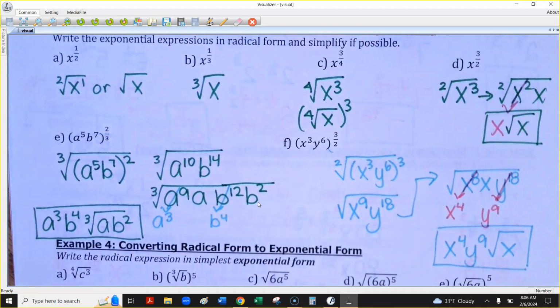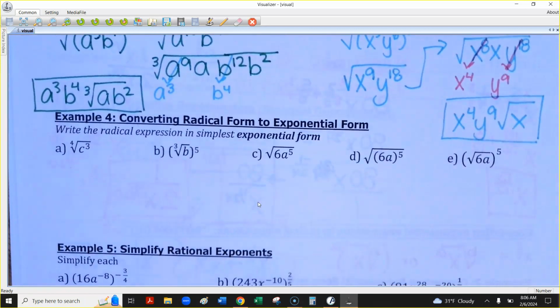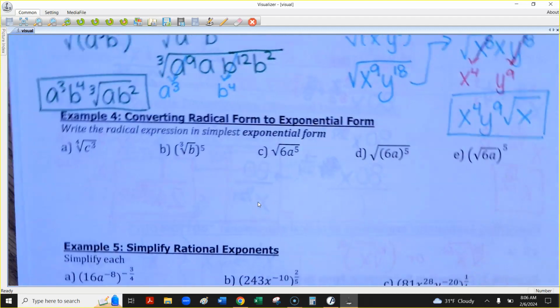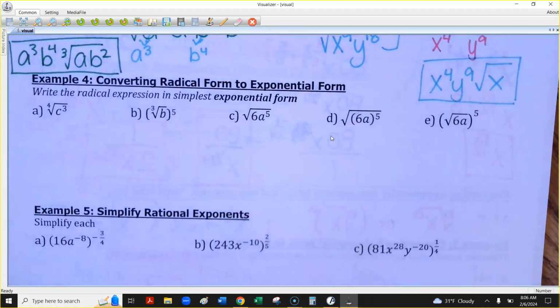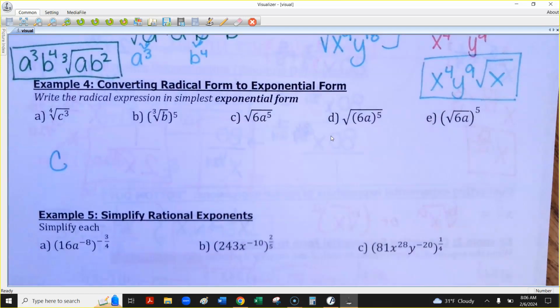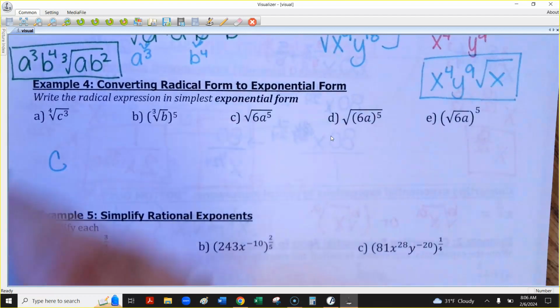Okay, this example will be really quick. So example 4 here, we're going to take radical form and go to exponential form. So it's literally just reversing what we were just doing. If I have a radical form and I want an exponential form, it just means you have an exponent. So I'm going to reverse the bottom out. So this will be c. Can anybody tell me what the power would be on that? 3/4. Yep, that's it. Done.